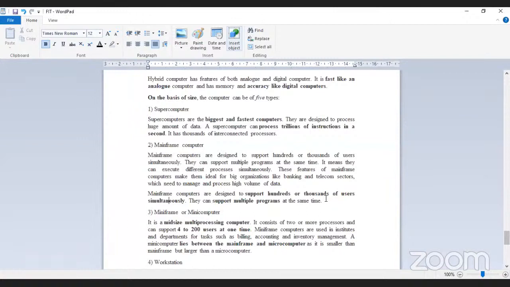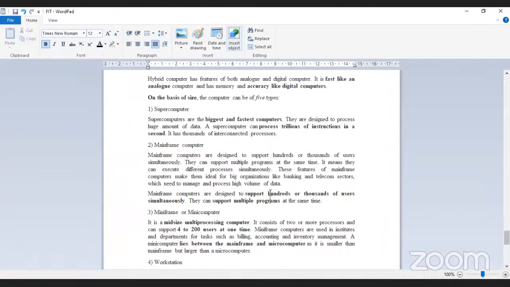If you look at these computers, they look like computers only. So what is the necessity of the difference between them? It is based on size only. Understand? So what is the major thing in a mainframe computer? Thousands of people can use it at a time.